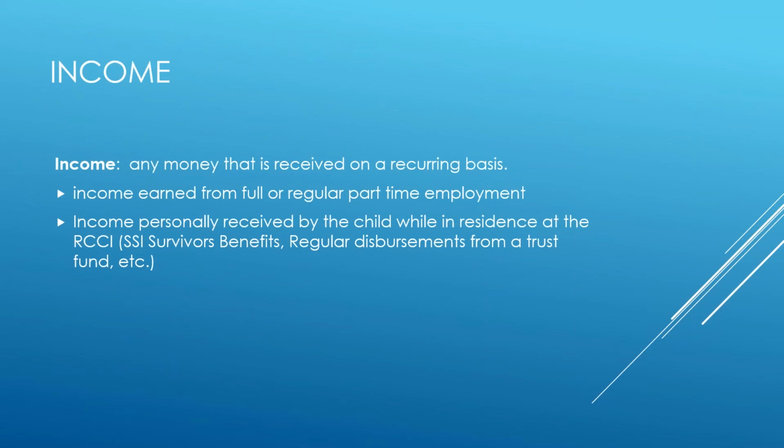Income. Income is defined as any money that is received on a recurring basis, and for residents in an RCCI, income would be money earned from a full or regular part-time employment, or income that's personally received by the child while in residence at the RCCI. And this includes SSI, survivor benefits, regular disbursements from a trust fund, anything of that nature where the money comes in on a regular, consistent basis.